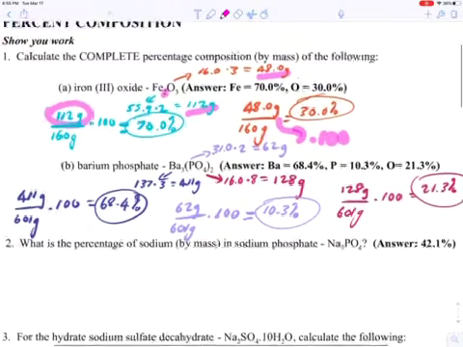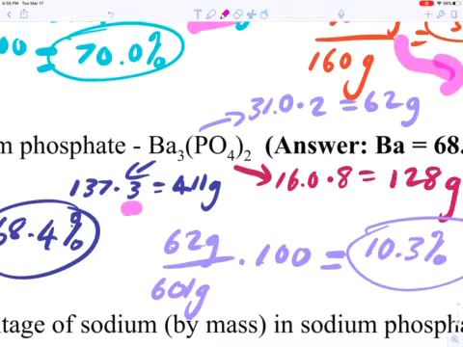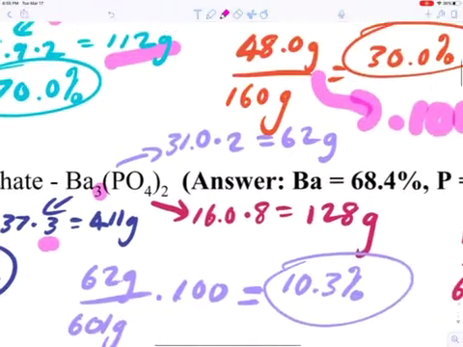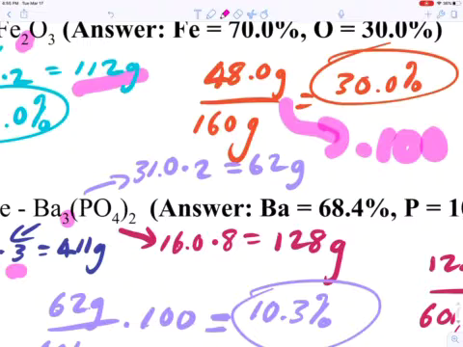So barium's going to be 137. We're going to times it by 3 because of that 3 over there. That's going to give us 411. And then we're going to do phosphorus, which I rounded to 31. Times that by 2 because of the 2 there. That 2 gets distributed to everything inside the parentheses. That's going to give us 62 grams.